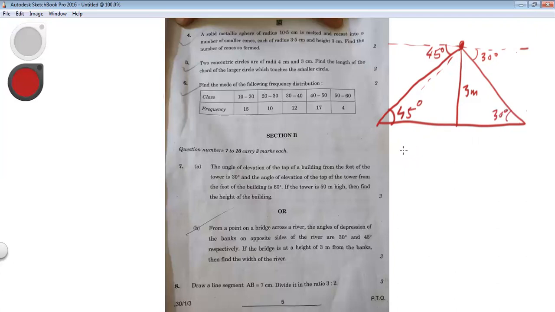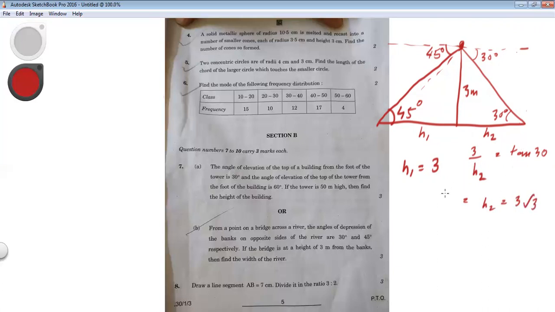Now you just need to apply tan 45, and let's say this is h1 and this is h2. Now h1 is directly equal to 3, because tan 45 is equal to 3 by h1, and tan 45 is 1. So h1 is 3. And tan 30 is equal to 3 by h2, so h2 will be equal to 3√3, because tan 30 is 1 by √3.